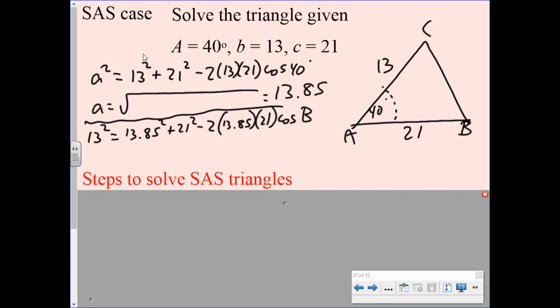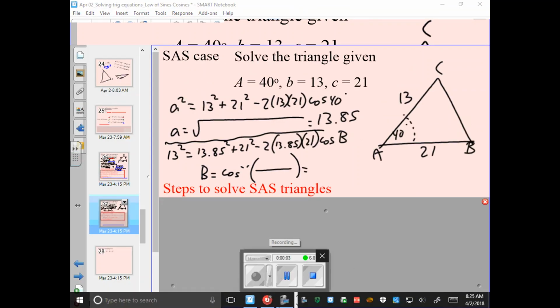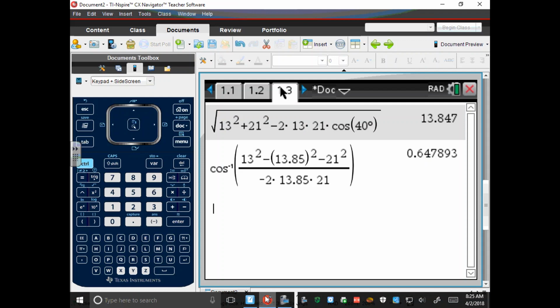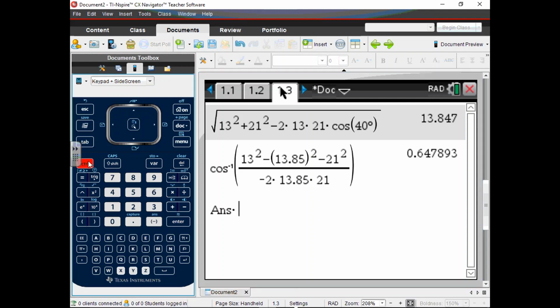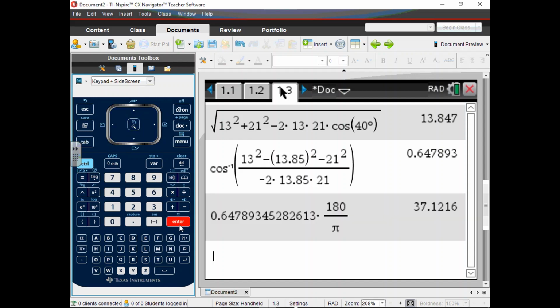So we know that B is equal to the cosine inverse of that big old fraction that we know how to do. We pop that in the calculator and turn it back into degrees. Never forget that in case you need to. So again, that's what's on my second line right here. And then we convert that to degrees. And we have 37.12.